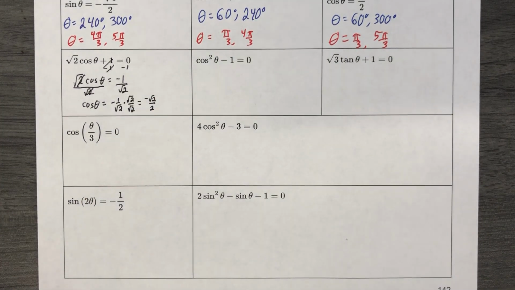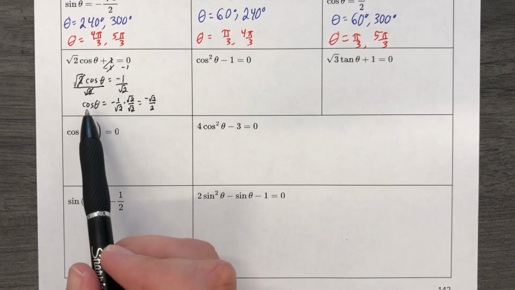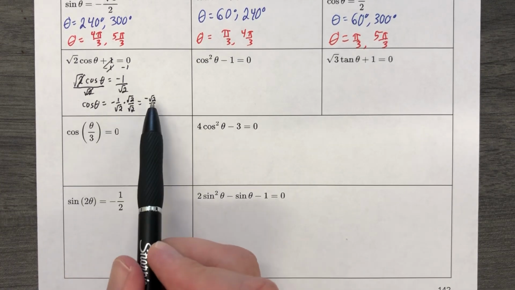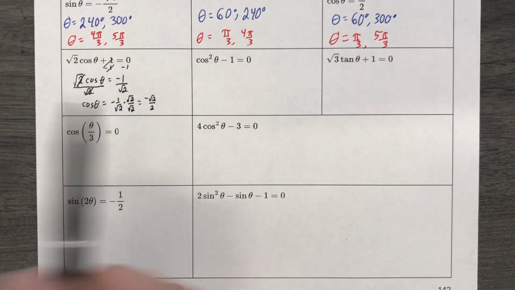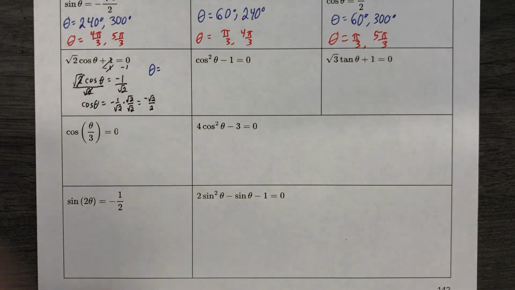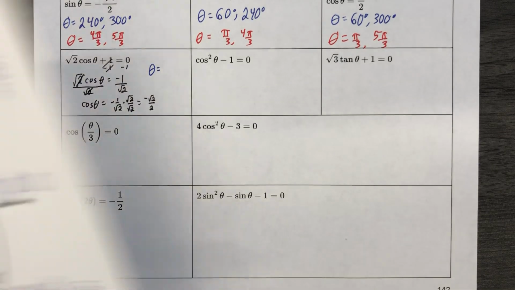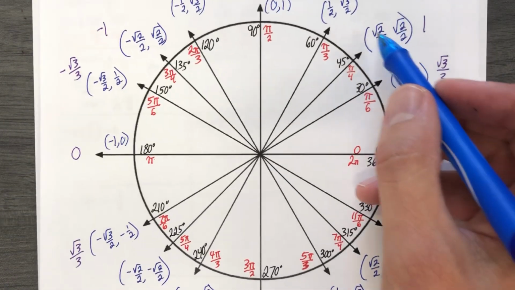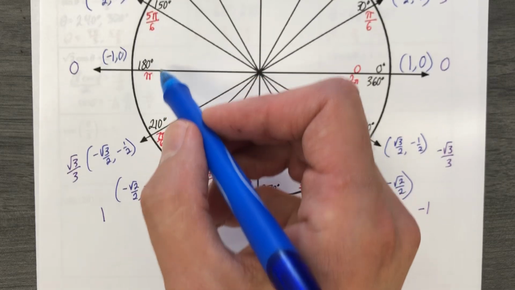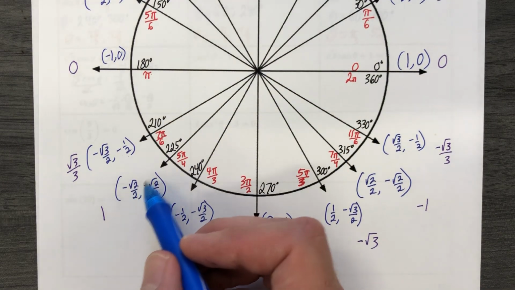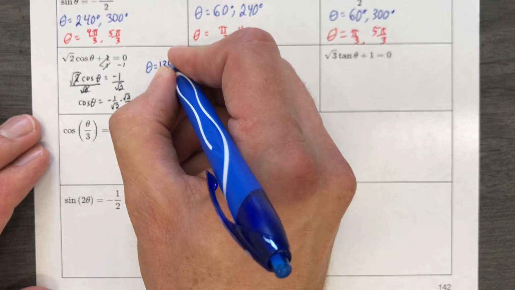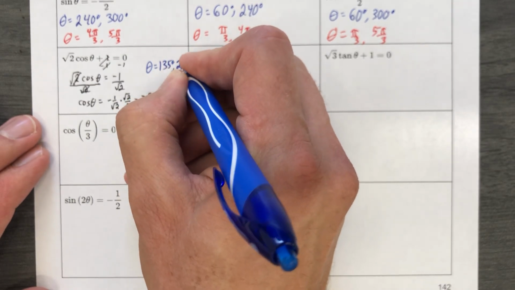And now I'm really asking, what are the angle measurements when I have x values on the unit circle that are negative square root of 2 over 2? And we're going to write that down. Negative square root of 2 over 2, those are my x values because we're dealing with cosine. So there it is, 135 and 225. 135 degrees, 225 degrees.